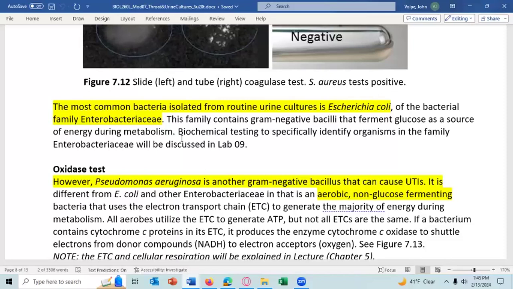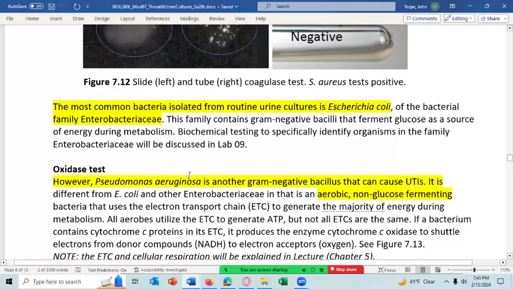They also differ in their glucose fermenting capabilities. The family Enterobacteriaceae, all members of the family, can ferment the sugar glucose. The Pseudomonaceae family, all members of the family, cannot ferment the sugar glucose. So we call that a non-glucose fermenting species, or in this case, the family is totally non-glucose fermenting.